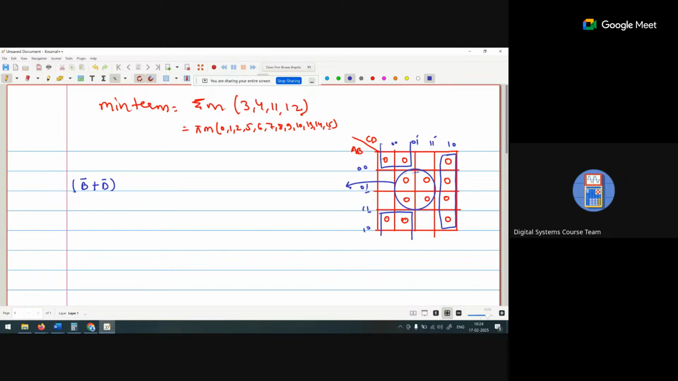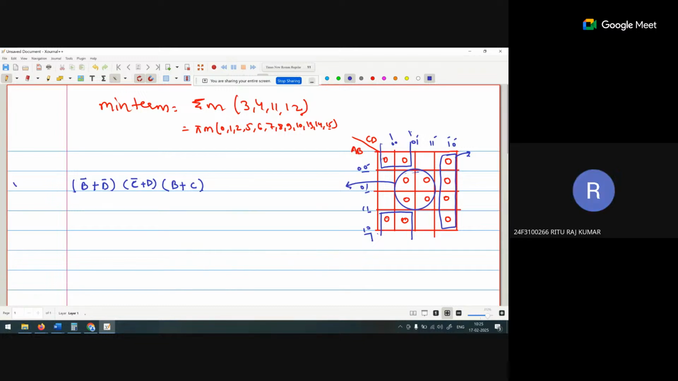If we go with this second group, a and b values are not constant, c and d values are constant. The value of c is 1, so it becomes c bar, plus the value of d is 0, that is d. Along with that, this and this: the value of b is constant, that is 0, plus the value of c is constant, that is also 0. So b plus c. So this is the answer.